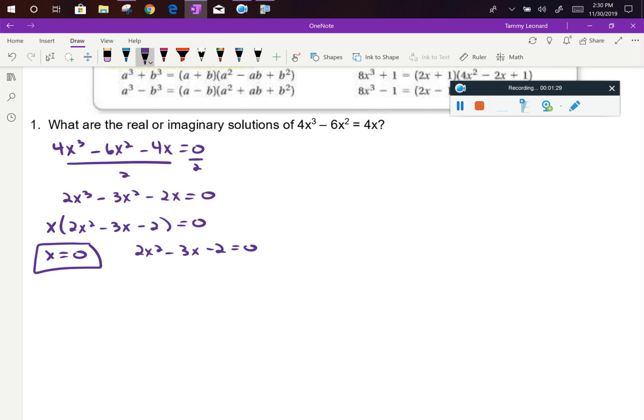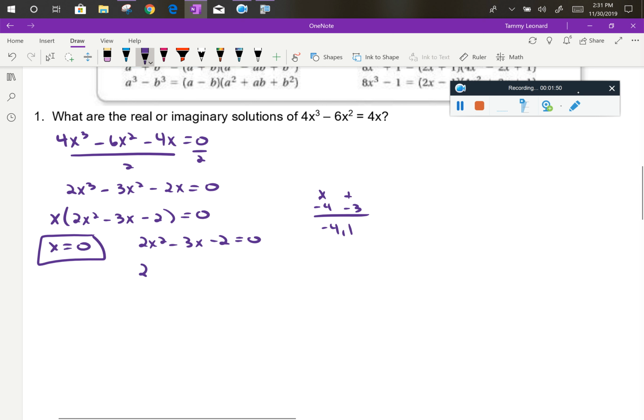But looking at this next trinomial, I'm like, wait, can I factor that thing? Because if I could, then that would be the easiest way to solve. So I'm thinking, are there two numbers that multiply to make -4 and add to make -3? And I can see that there are. I can see that a -4 and a +1 would accomplish that goal. So I'm going to split the middle term: 2x squared minus 4x plus 1x, or just x, minus 2 equals 0.